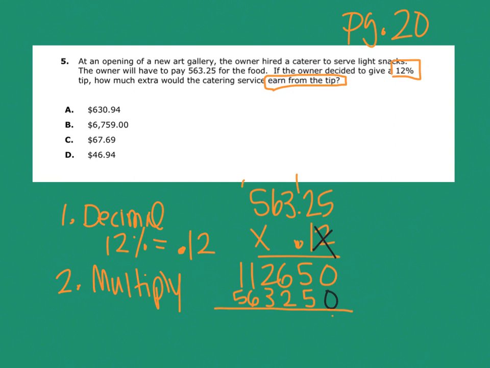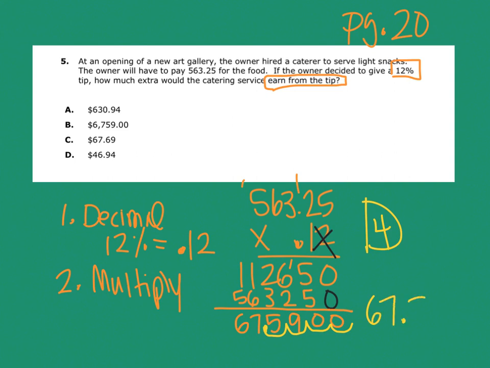0, 5 plus 5 is 10. 6 plus 1 plus 2 is 9. 2 plus 3 is 5. 6 plus 1 is 7. And 5 plus 1 is 6. Now all the digits behind the decimal are 4. 1, 2, 3, 4. So this says 67.59, and it only wants to know the tip. So I would stop. I would not go ahead and add this on with what was there previously.